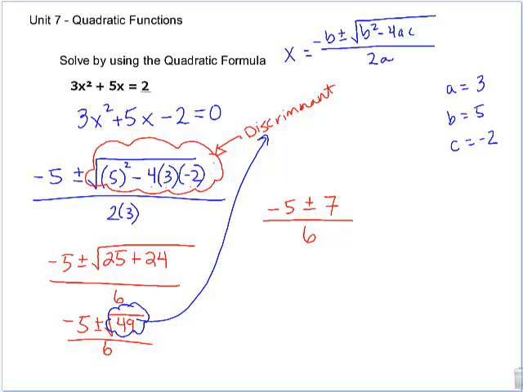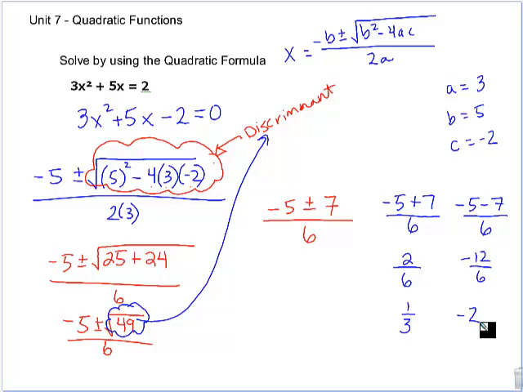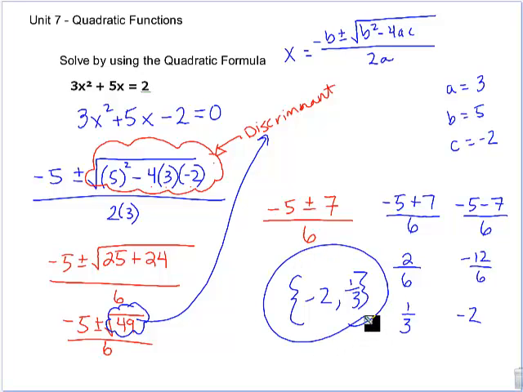So now we need to simplify, so we have negative 5 plus 7 over 6, and negative 5 minus 7 over 6. Negative 5 plus 7 is a positive 2 over 6, which simplifies down to a third. Negative 5 minus 7 is negative 12 over 6, which simplifies down to negative 2. So our 2 solutions here are negative 2 and positive 1/3. So that concludes quadratic functions solving using factoring, completing the square, or the quadratic formula.